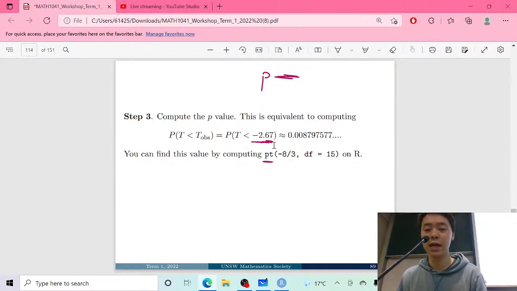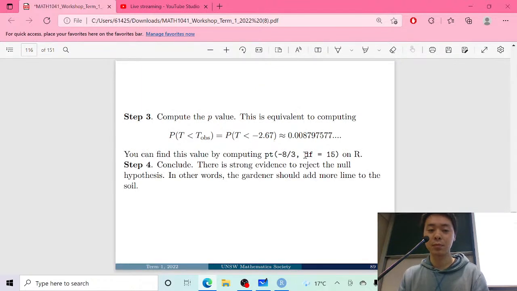So once you have that computed, you basically just conclude. There is strong evidence to reject the null hypothesis, and therefore we conclude that the gardener should add more lime to the soil.